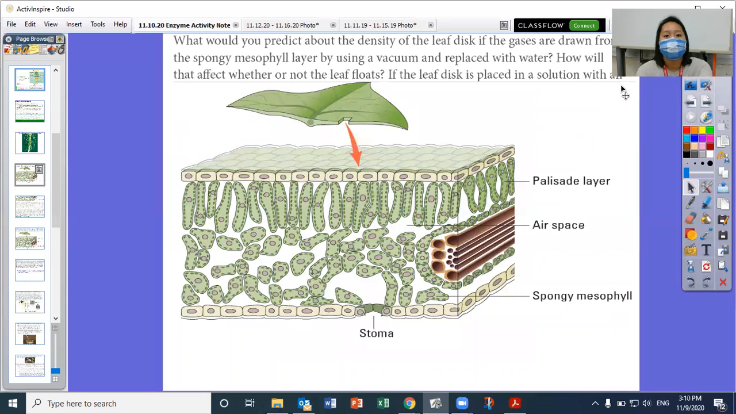So what would you predict about the density of a leaf disc if the gas are drawn? We already talked about this, right? So if you draw the gases out, the leaves are originally floated. If you draw the gases out and replace it with water, then the leaf is going to be equally or even more dense than the water it's surrounded by. And that's because the leaf itself, like I said, the cells already have mass, and that mass is more dense than water. So it's going to cause them to sink. These leaf pieces or these leaf discs are going to sink if you replace the gas with water.